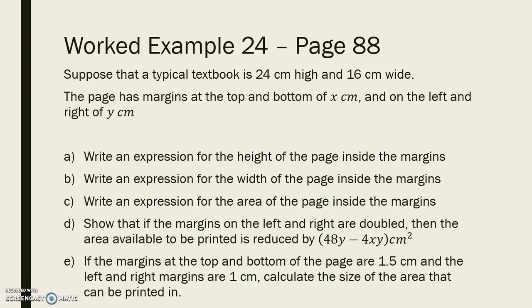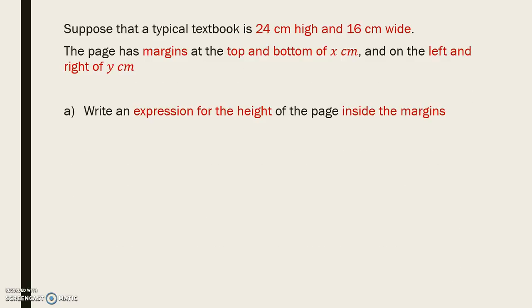The second example is similar in design, so you may even want to have a go at it first. Once again, there are 5 parts. So let's break it down and look at the first part first. So here's our C part of our planning. Identify the critical information: the height and width, the margins on the top and bottom, and the left and right margins. Notice the different widths and different heights.